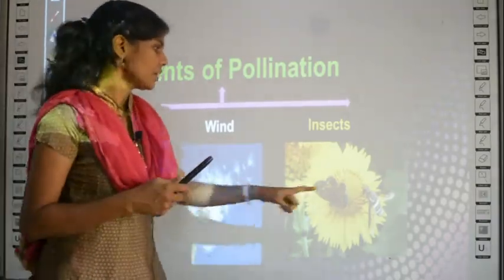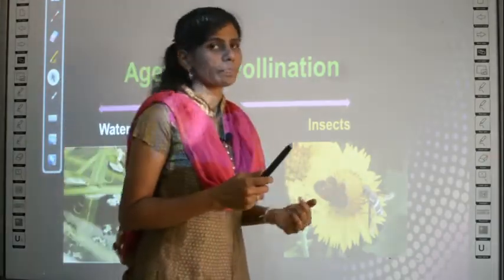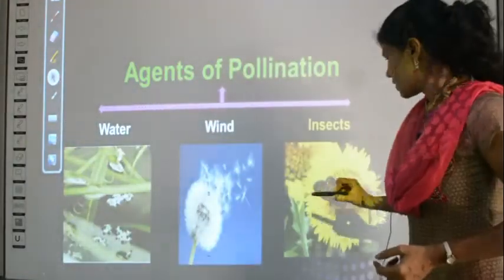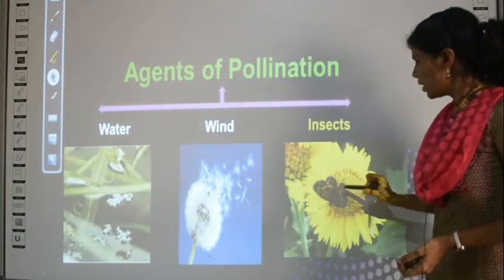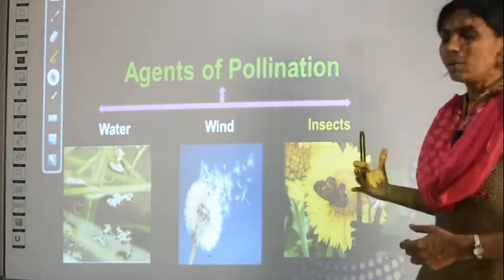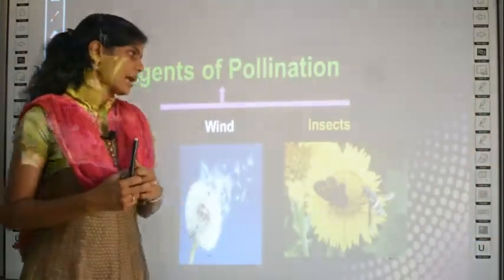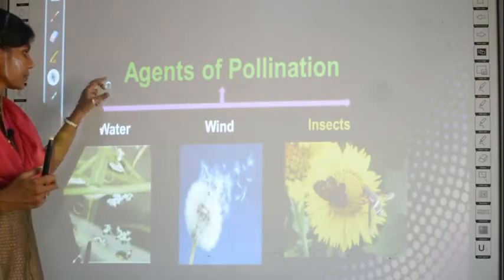Can you see a bee, and these yellow dots are the pollen grains. This is a sunflower and this is the pollen grain. See, there is a butterfly as well as a honey bee. We will be learning in detail in the upcoming slides how this process happens with these three agents.